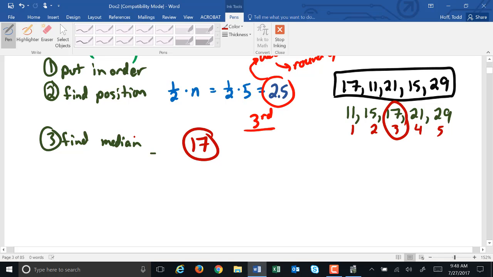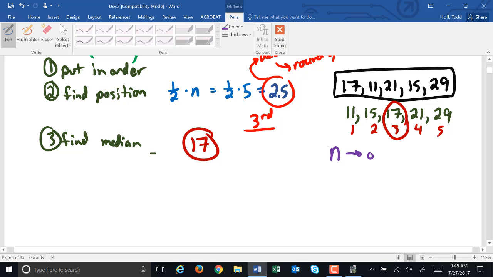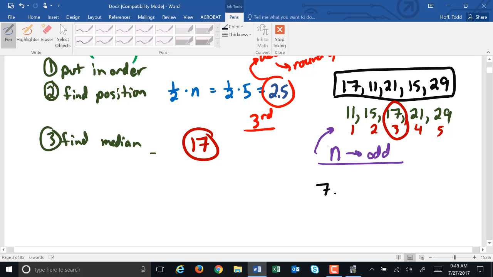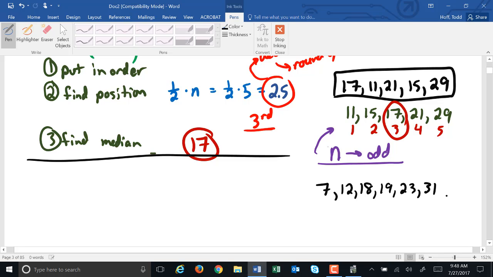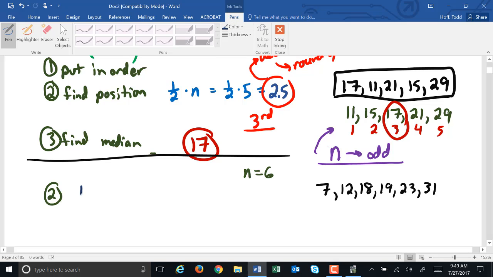Now here, this was an odd set of data. What I mean by that is n was odd. What if n is even? Let's do this again for a new set of data. Now I'm going to skip step 1 and I'm just going to put them in order right away. So for this set of data, what's n equal? 6. So step 2, finding my position. It's going to be 1/2 times 6, which is 3.